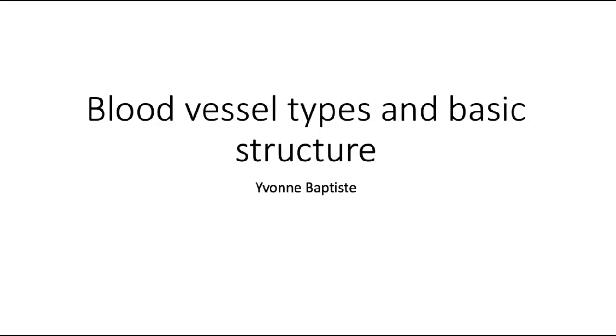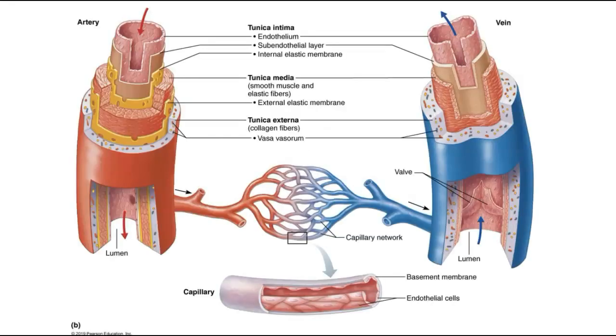Let's take a look at the different types of blood vessels and the basic structure of a blood vessel. Taking a look at this picture from our book, we can see that there are three main layers that make up both arteries and veins, and actually arterioles and venules too.